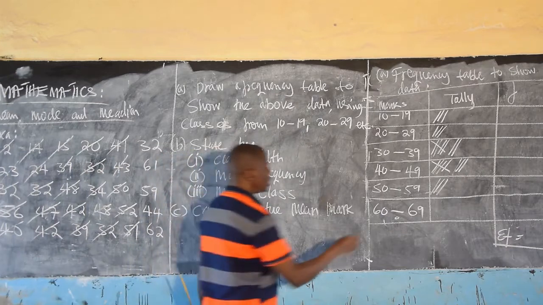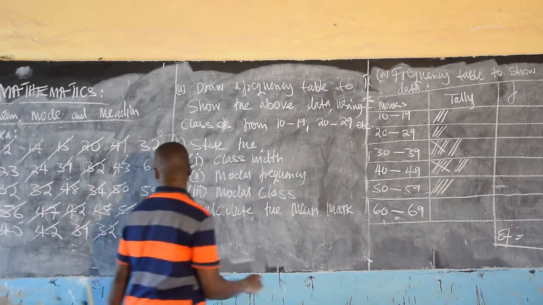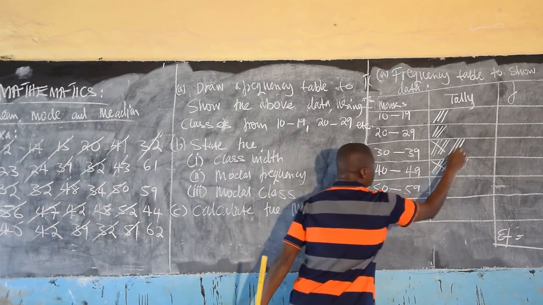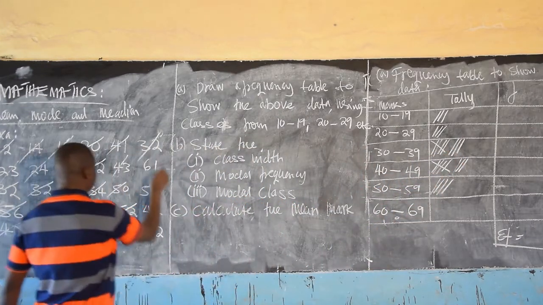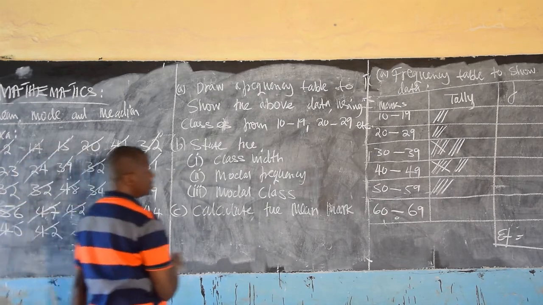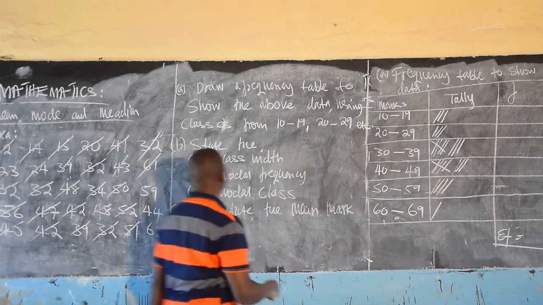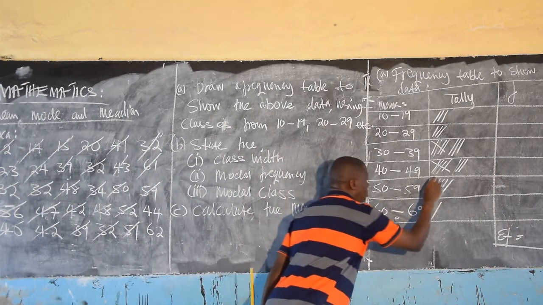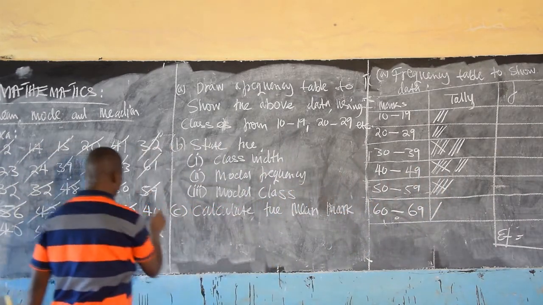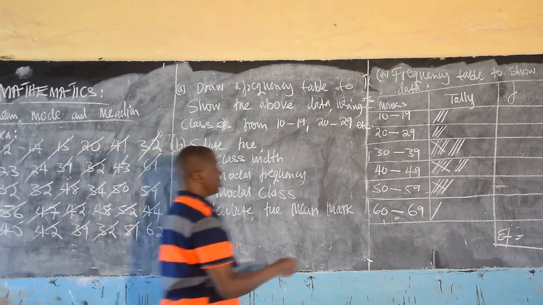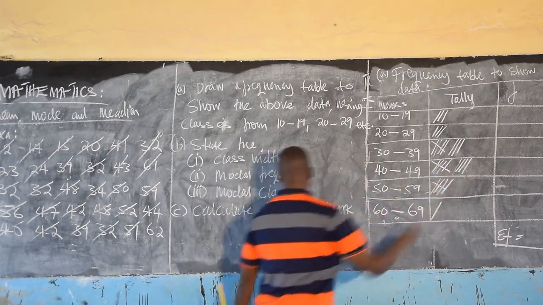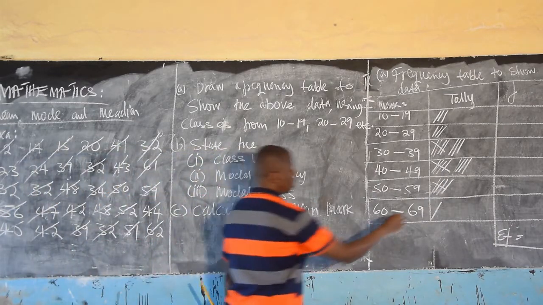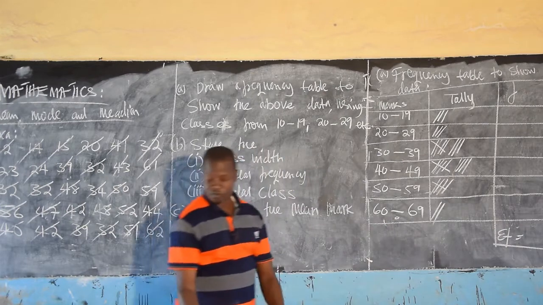51 in the 50s. 32, new bundle. 61 in 60s. 59, make a bundle. 44 in 40s. 62, that is what we have.